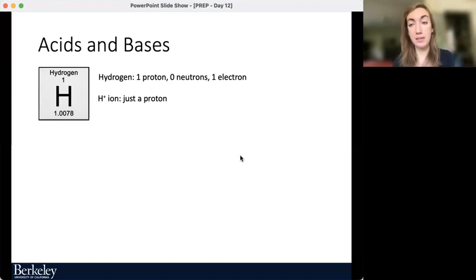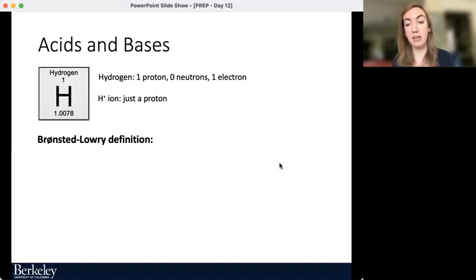So there are lots of different definitions of acids and bases, but the one that we're going to use, which I think is probably the most common, is what's called the Bronsted-Lowry definition.